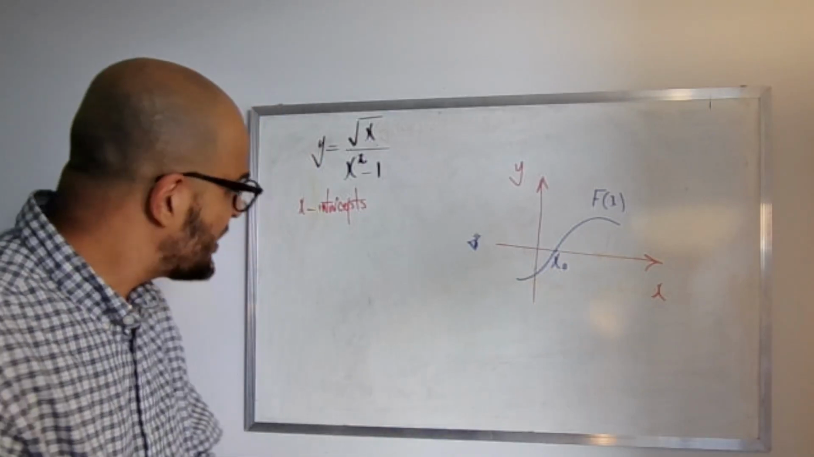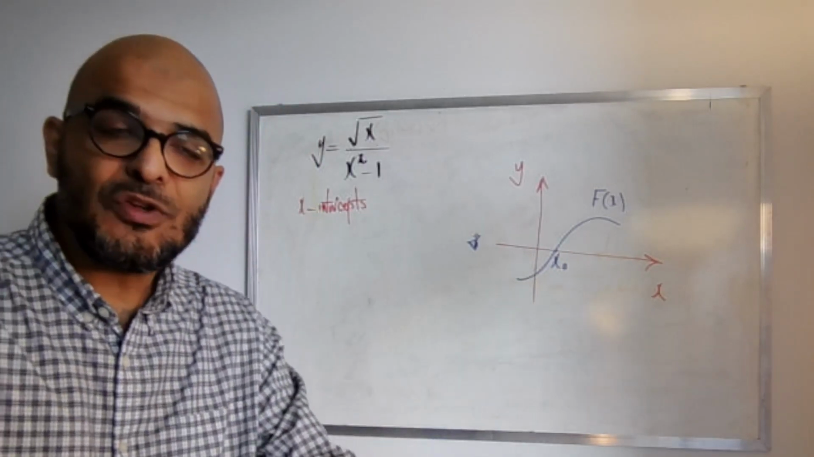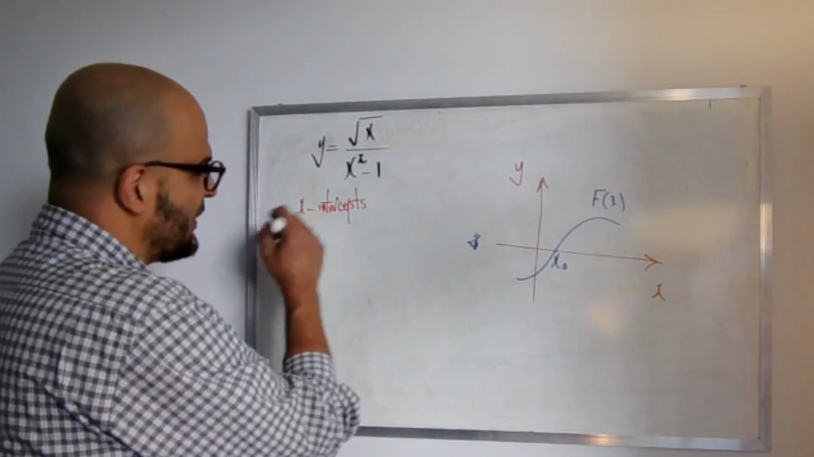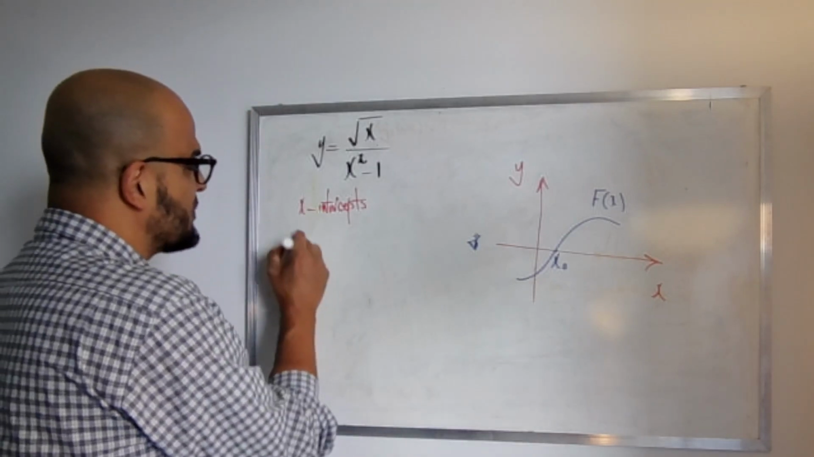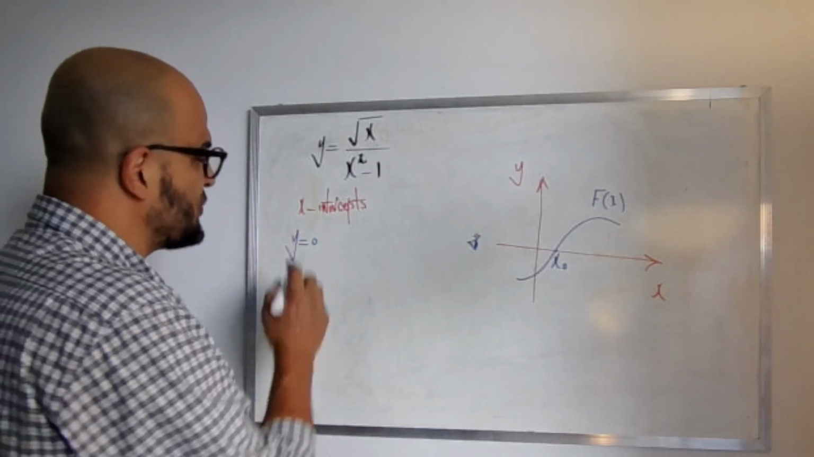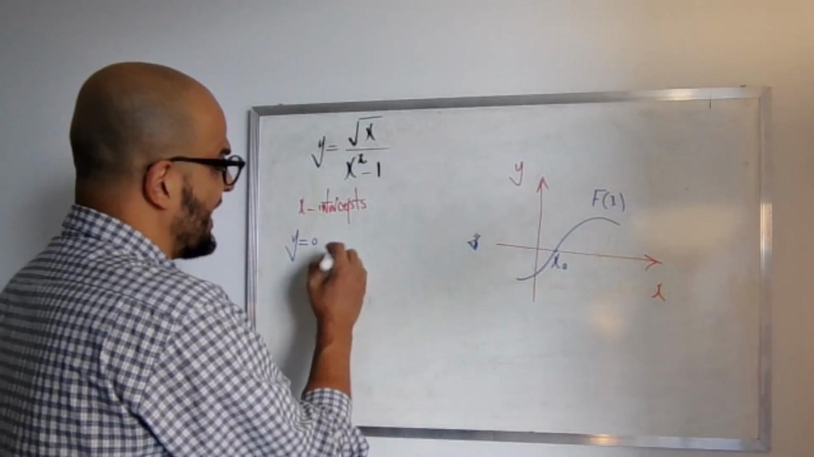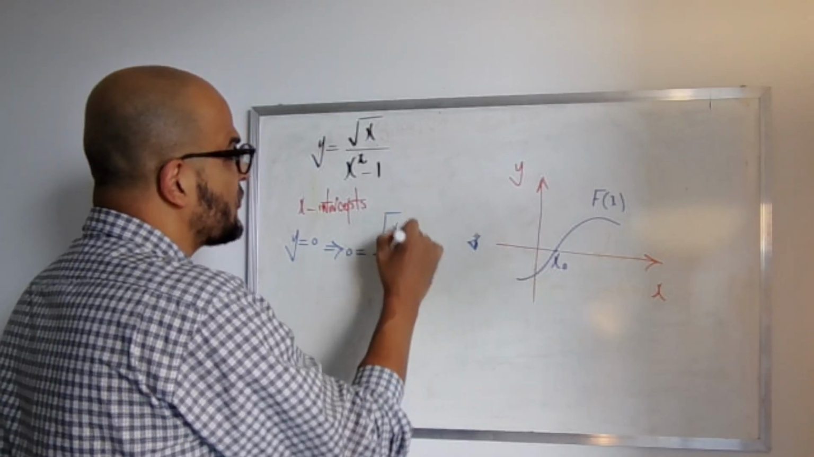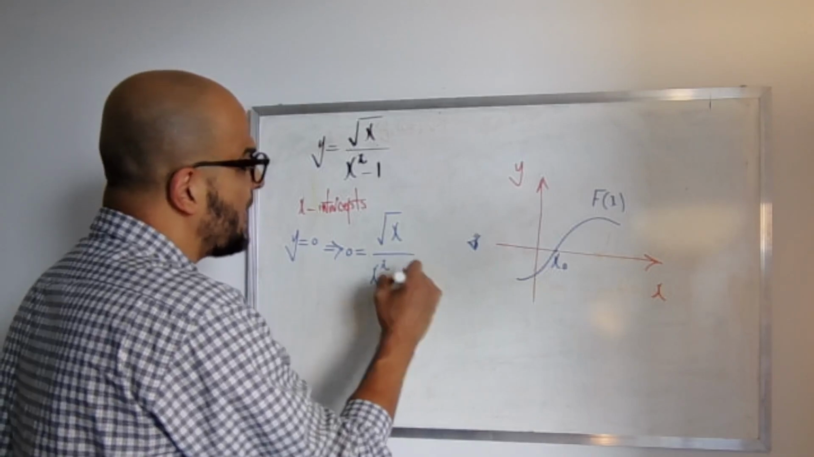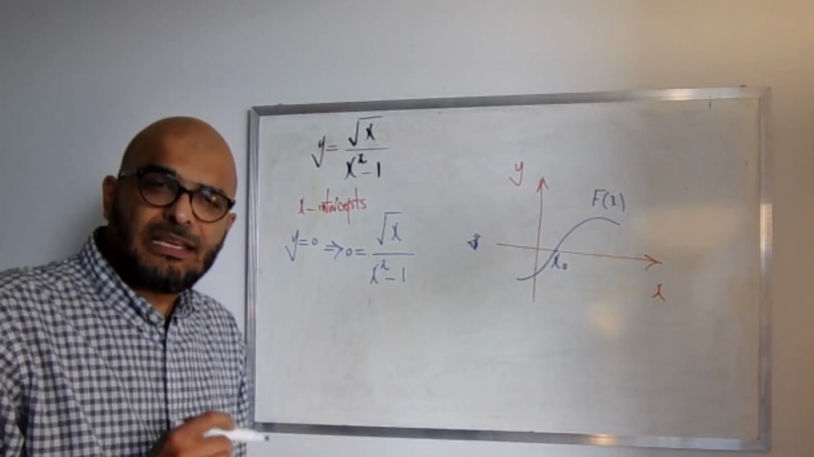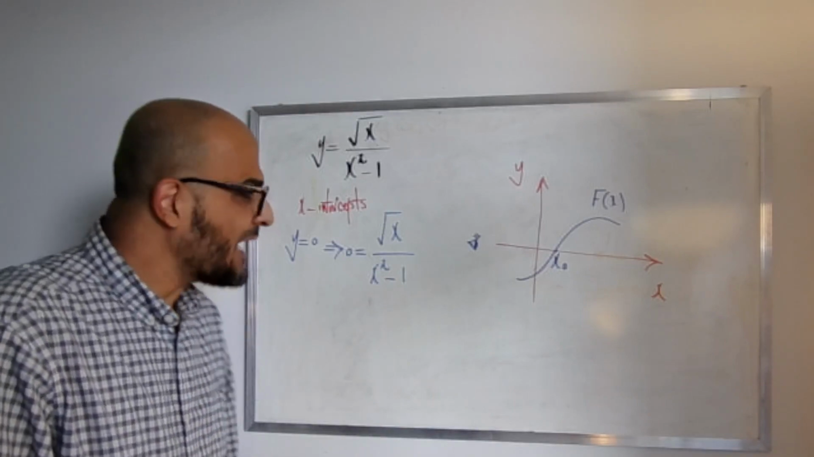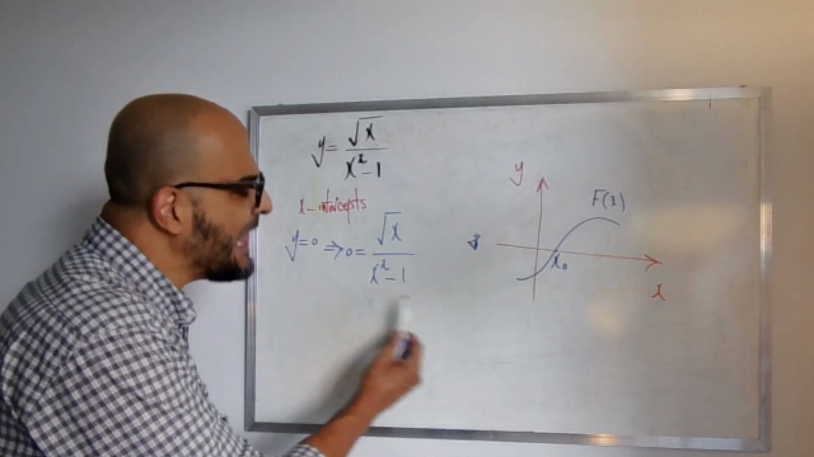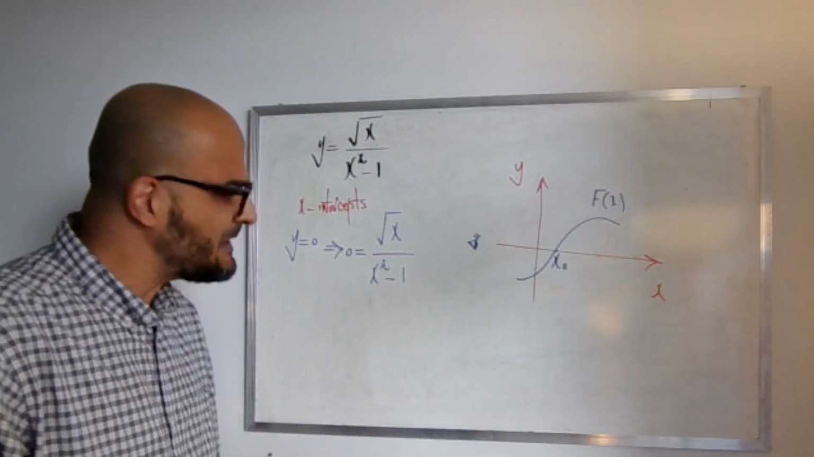And that gives me a clue that in order to find the x-intercepts, I have to find y equal to 0. Then if I put y equal to 0, as a result I get 0 equals the square root of x over x squared minus 1. Now, the key thing in order to find the x-intercepts is to find the value of x that is going to validate the expression which I have written there.